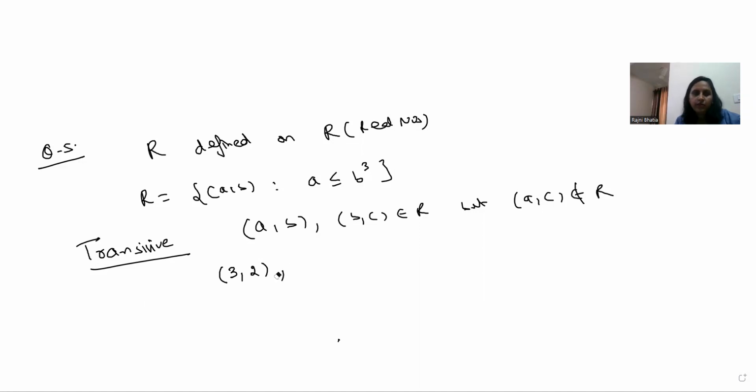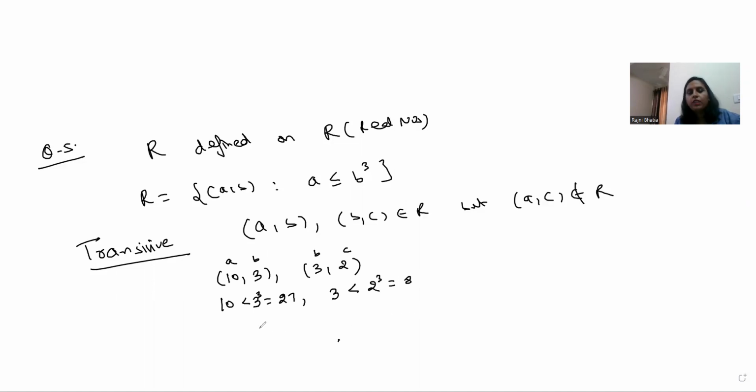Let us take the example 10 comma 3 and 3 comma 2. So this is A, B, and this is B, C. So if we look at A comma B, 10 is less than the cube of 3, which is 27. 3 is less than the cube of 2, which is 8. So this simply implies that 10 comma 3 and 3 comma 2 both belong to R.